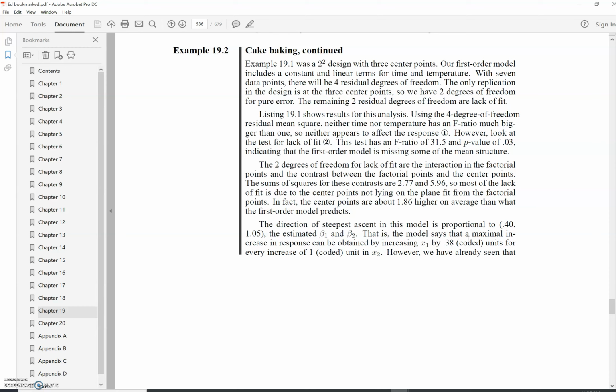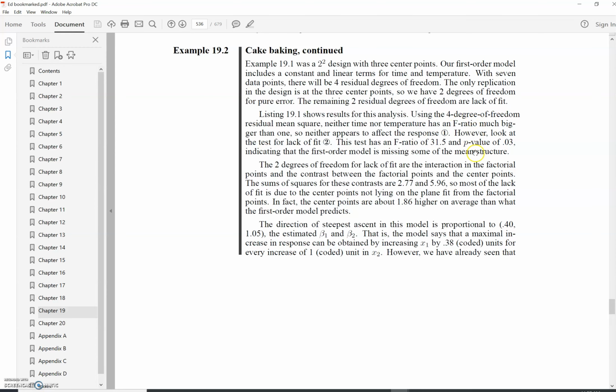With 7 design points, there's going to be 4 degrees of freedom for the error, and the only replication in the design is at those 3 center points. You see this a lot. It's not optimum, but it often occurs just due to lack of time and resources. So because of that, we're going to have 2 degrees of freedom for the pure error. That's not ideal, but that's what we have.